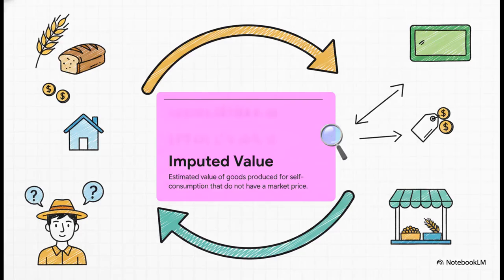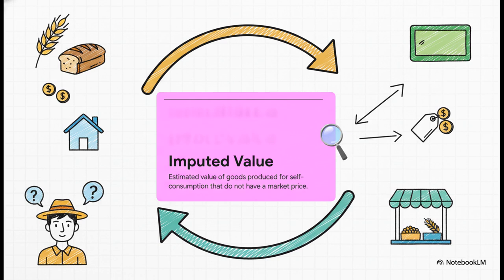Okay, so before we even list a single precaution, you've got to arm yourself with the golden keyword. This is the exact phrase examiners are desperately scanning your paper for: imputed value. If you don't use this word, you are just leaving points on the table. So what is it? Imputed value is simply an estimated value assigned to goods or services that are produced, but for whatever reason, they never actually get sold in the marketplace.